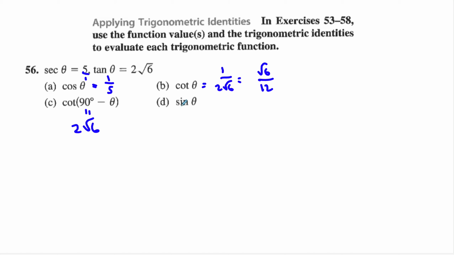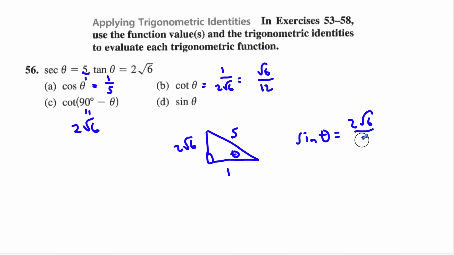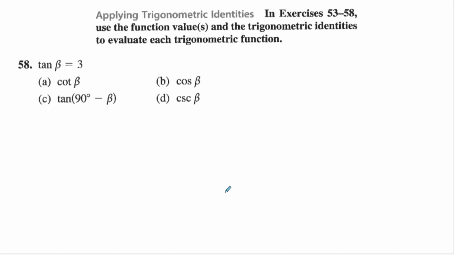Sine. Uh-oh, we're going to do some work here. So if the secant is equal to 5 over 1, or the cosine is 1 over 5, that means we're looking at an angle where the adjacent is 1 and the hypotenuse must be 5. And for the tangent to be 2 root 6, guess what? Opposite over adjacent, so that's 2 root 6 over 1, which means the sine of theta has got to be 2 root 6 over 5. We could have just drawn this in the beginning and figured all this out, and that would have worked just as well. So let's try that this time.